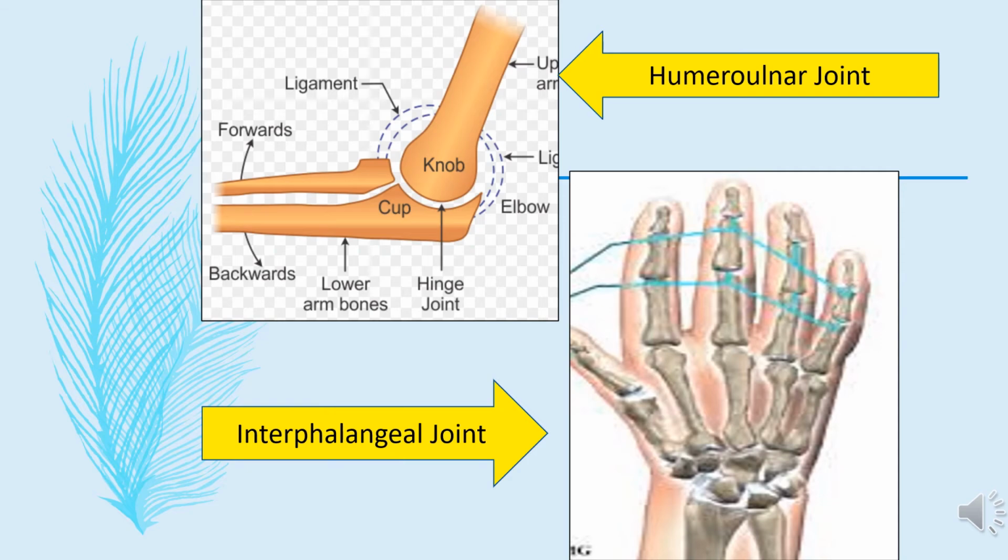Examples of the hinge joints are the humero-ulnar joint. As you know, the elbow joint allows two movements, that is flexion and extension. So it comes in this category, and moreover it has a rolling pin-like structure and a cylinder around it. And another example is the interphalangeal joint.